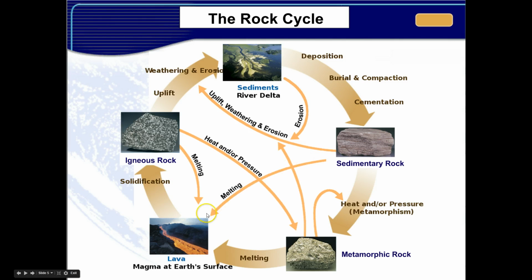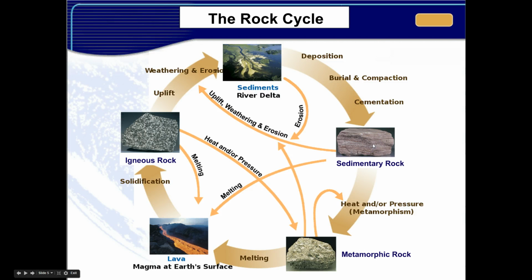Sedimentary rock can go through melting, and then it can solidify to form an igneous rock. Now this igneous rock can go through weathering and erosion, uplift, weathering and erosion to form sediment. It can go through heat and pressure to form metamorphic rock, or it can melt to form lava, which then forms a new igneous rock. Now notice in this cycle, you can be at any type of rock and go through another process to form any other type of rock.